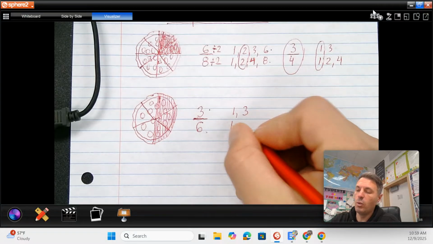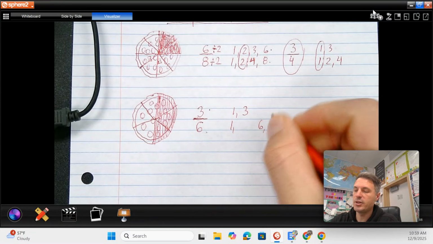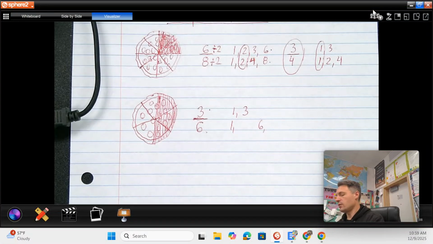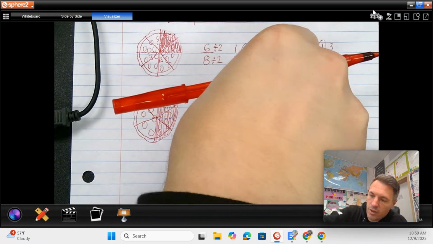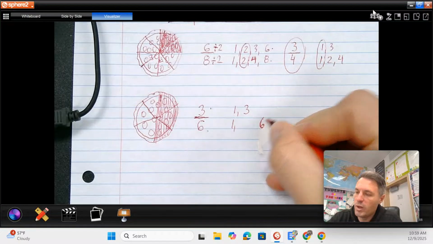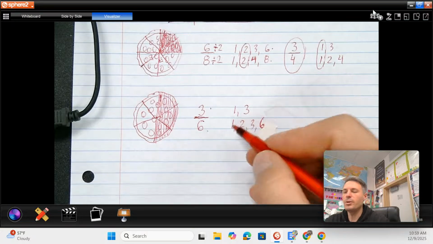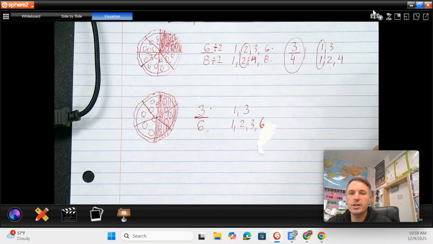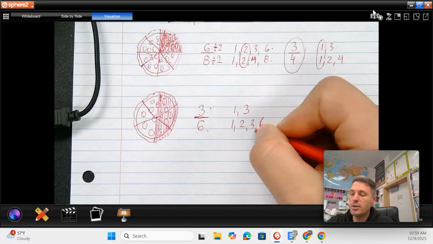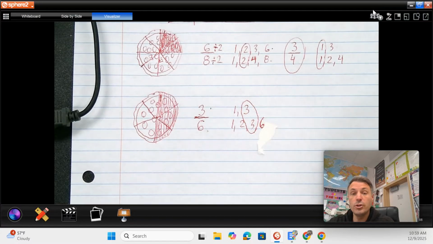And now 6. Well, 1 times 6 is 6. Whoops, I didn't need to put a comma right there. Let's cover that little comma up. So it's 1 and 6, and then 2 and 3. Because 1 times 6 is 6, and 2 times 3 is 6. Now we're looking for the biggest number that's in both lists. And what's the biggest number that's in both lists? It's 3.